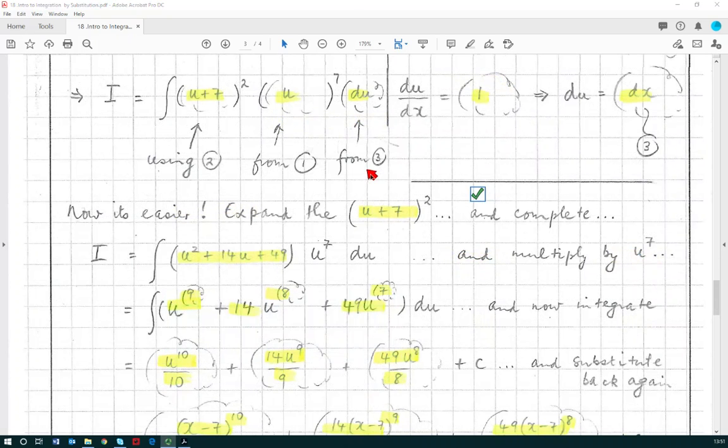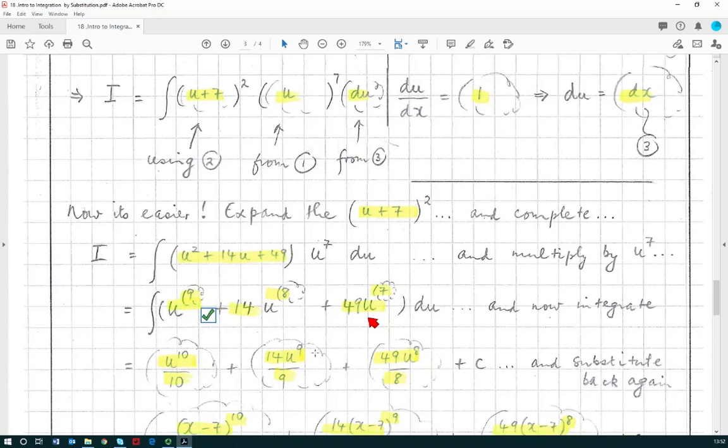Right, I'm now going to expand the u plus 7 all squared. That's a lot easier than expanding the power 7. And you'll get u squared plus 14u plus 49 times u to the 7. So u to the 7 will be multiplied by u squared. You'll get u to the 9 by adding the powers, and 14u to the 8 and 49u to the 7 respectively. I am ready to integrate.